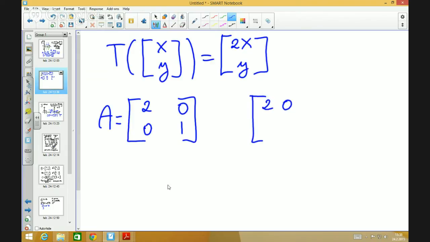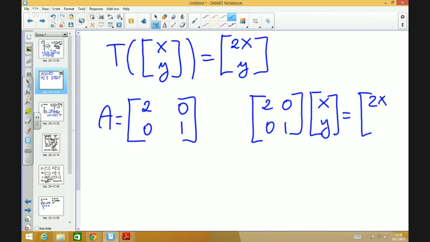So let's check this out. What is [[2, 0], [0, 1]] times (x, y)? 2 times x plus 0 times y, that's 2x. 0 times x plus 1 times y, that's y. Bingo! This matrix actually induces the transformation that doubles the size of x and leaves y unchanged.